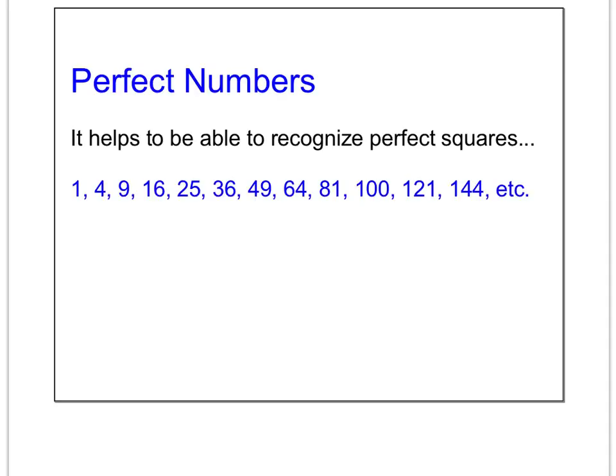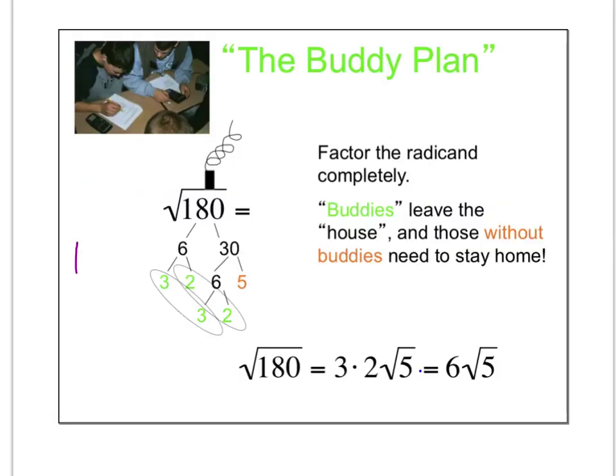What we're going to do is still keep the idea of what our perfect squares are. So this would be a good time to make sure that you have these written down for yourself so that you can recognize them as you're moving forward. But perfect squares are what we're looking for.